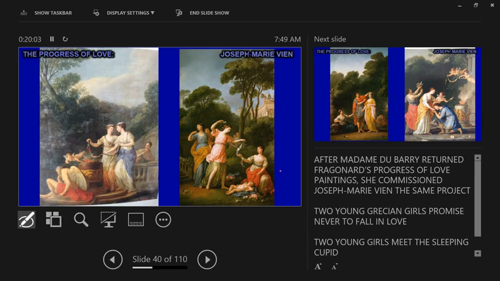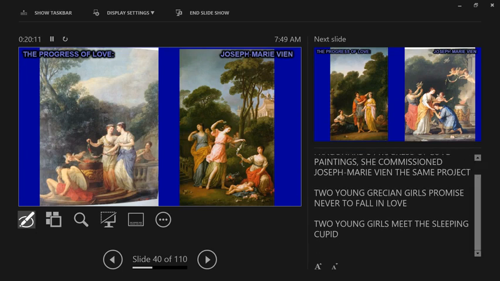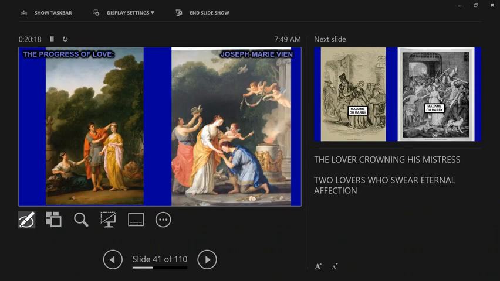So let me just go through these paintings real quick. On the left, two young Grecian girls promise never to fall in love, and then the two Grecian girls meet a sleeping Cupid, and then the lover is crowning his mistress, and then on the right, the two lovers swear eternal affection for each other.